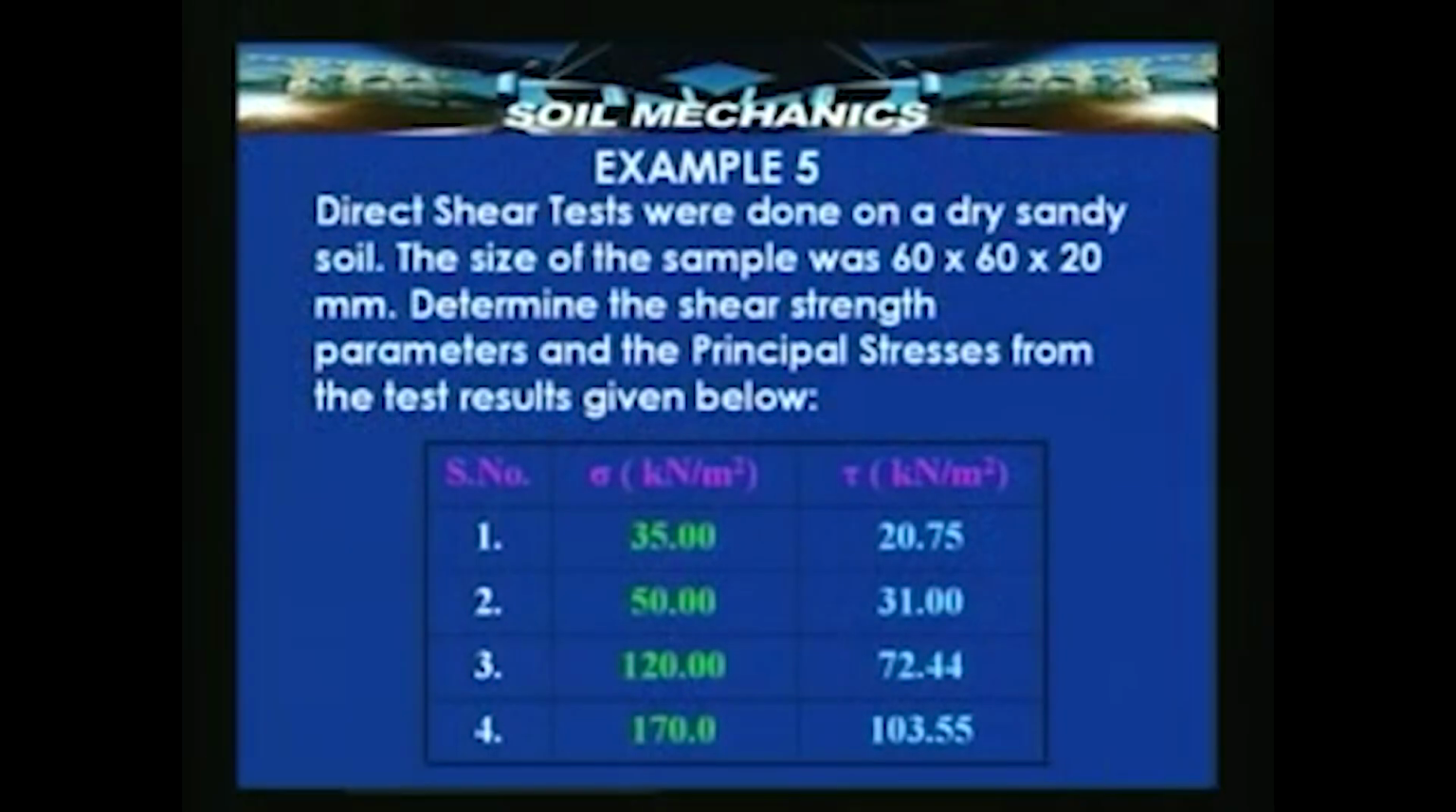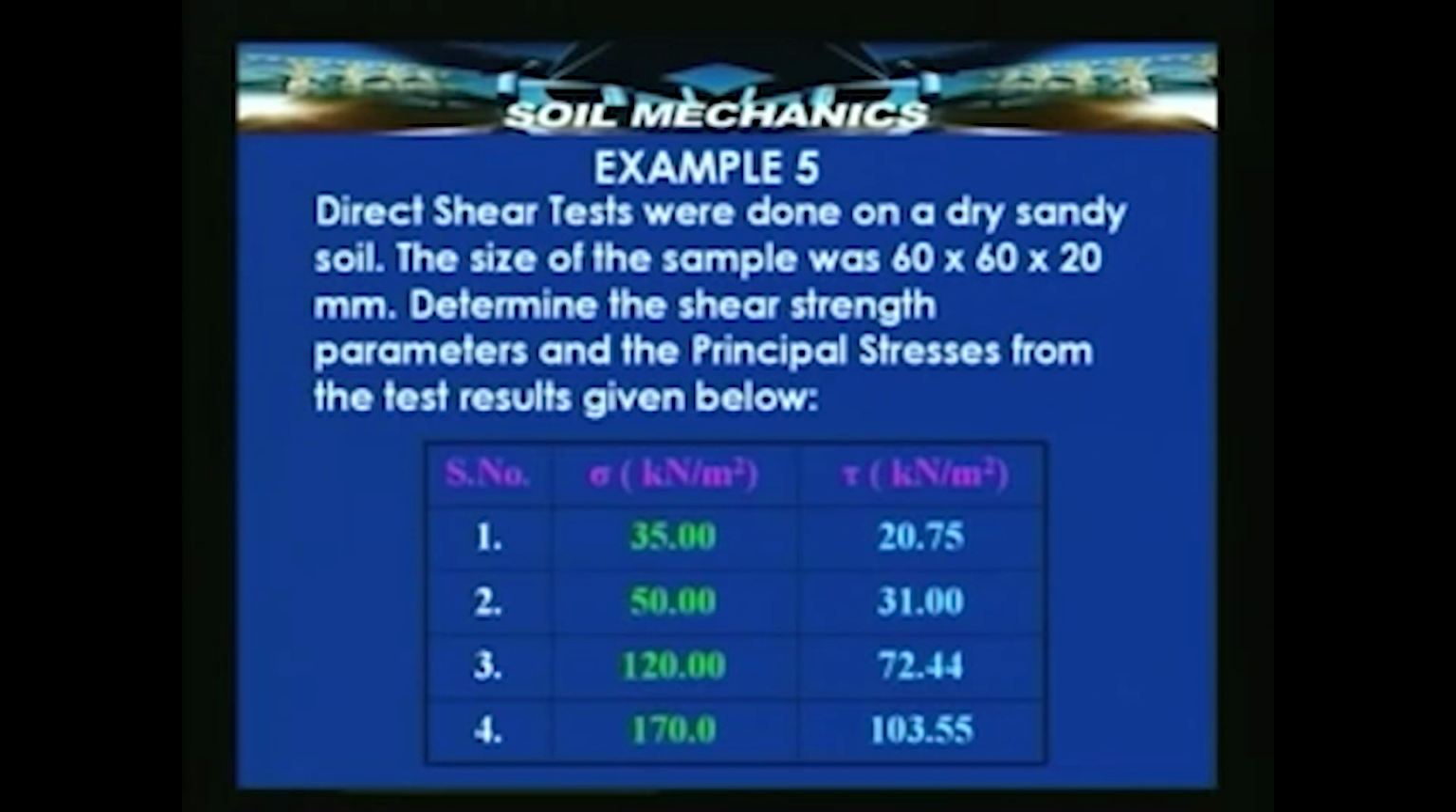This example is also a very simple direct shear test, again on a dry sandy soil. The sample size is again 60, 60, 20 standard. We need to determine here also the shear strength parameters C and phi, but in addition I have added another parameter, that is, what are the principal stresses. From these test results, can you calculate the principal stresses as well?